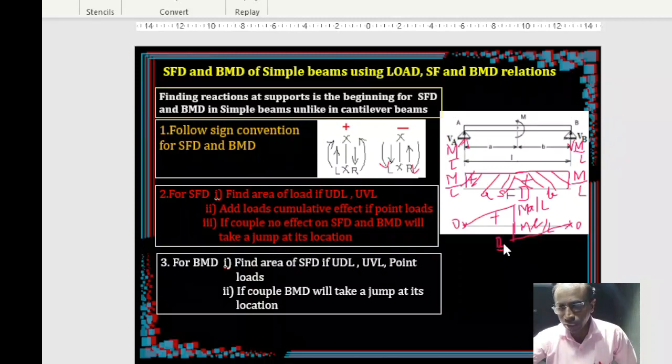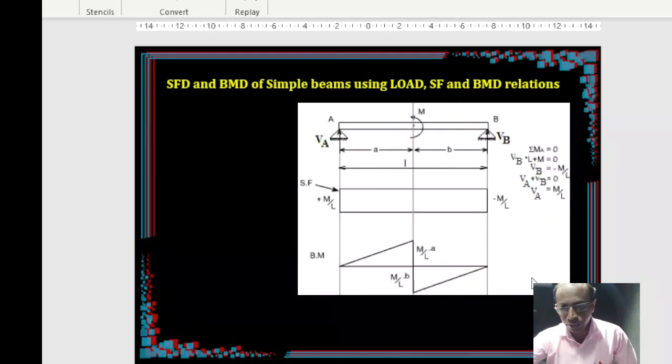So if you draw exactly to the scale, that's how it looks like. Okay, this is how it looks when you draw exactly to the scale, right? M by L plus, same thing, and minus M by L, and this is going to be a triangular variation.